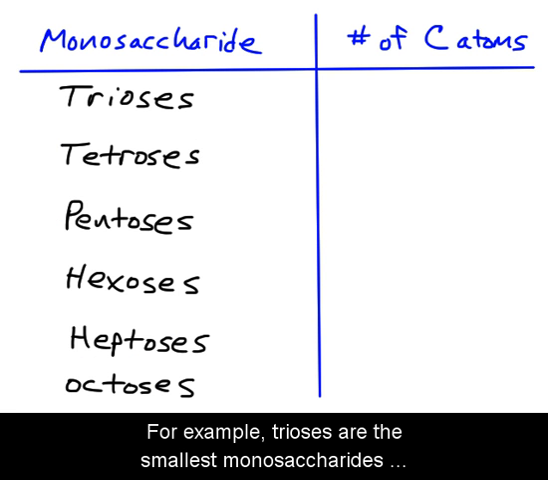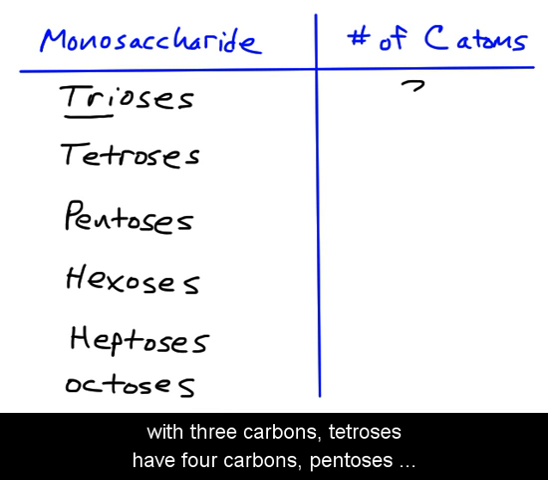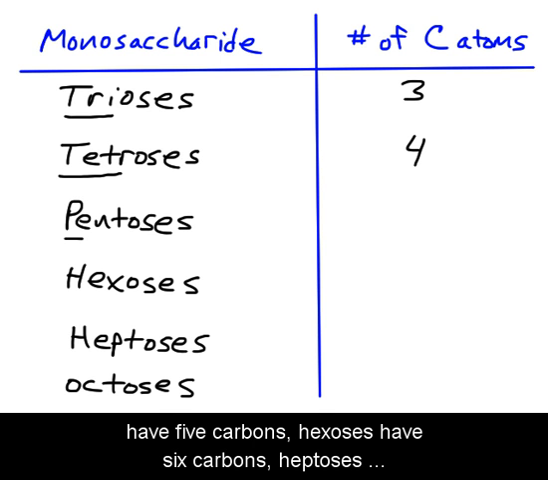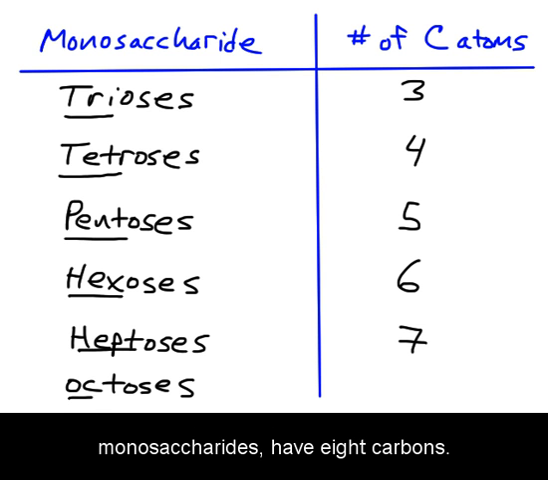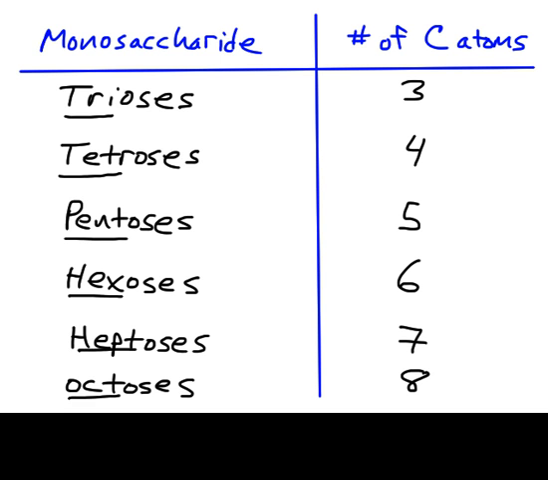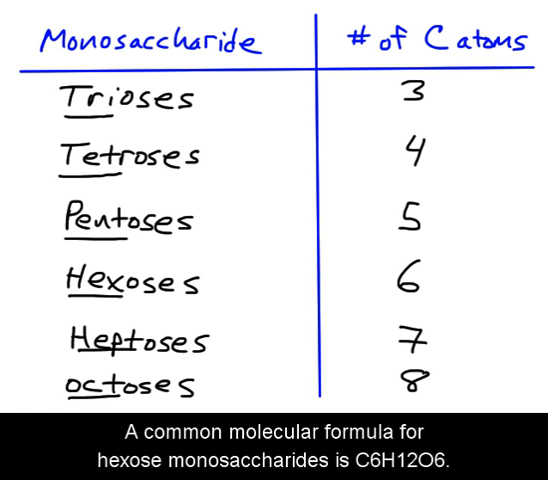For example, trioses are the smallest monosaccharides with 3 carbons, tetroses have 4 carbons, pentoses have 5 carbons, hexoses have 6 carbons, heptoses have 7 carbons, and octoses, the largest monosaccharides, have 8 carbons. A common molecular formula for hexose monosaccharides is C6H12O6.